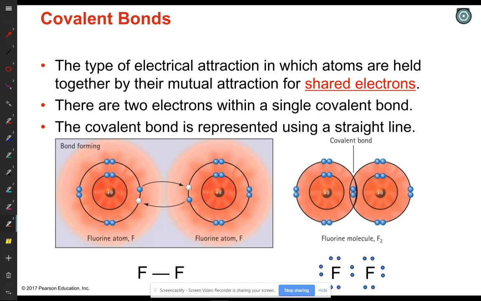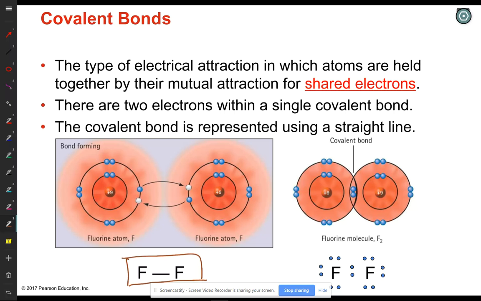So when we draw atoms that are bonded together by covalent bonds, we draw a line between them to indicate the covalent bond. So this here is the normal way of drawing a fluorine molecule. Fluorine molecule is F2. It's 2 fluorine. Is it a fluoride molecule? Well, it probably is a fluoride molecule. But it's 2 fluorine atoms bonded together.